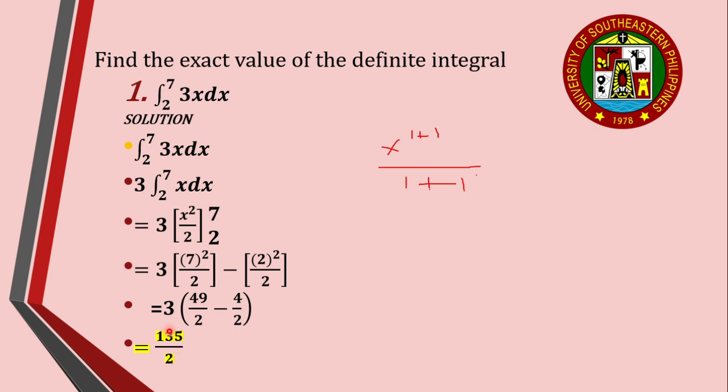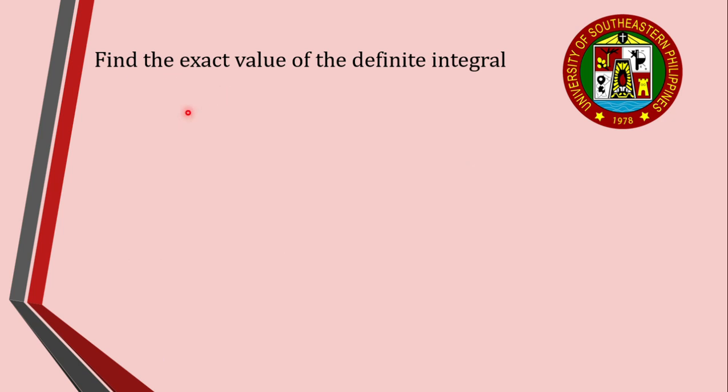This result, 135 halves, represents the area under the curve of our function 3x between 2 to 7. So let us give you another example. Let us see for this one. What is our function here is x cubed plus 1. We're going to integrate it from negative 2 to positive 2 with respect to x.